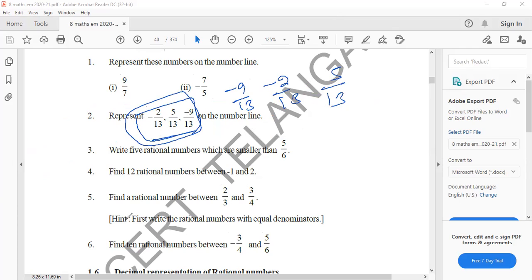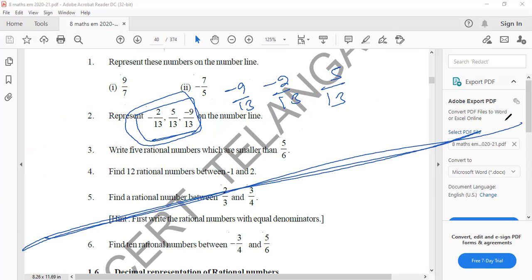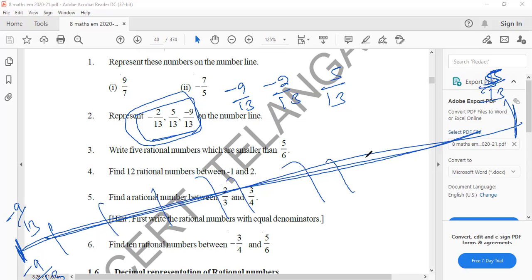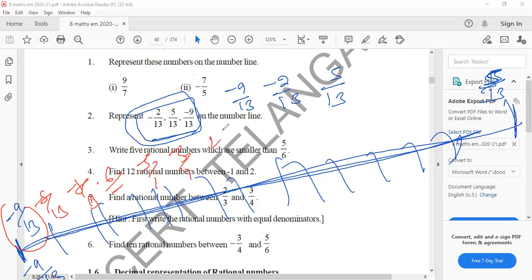After this, you can take 13 equal parts. The starting one is minus 9 by 13. The last one is 5 by 13. You take this in 13 equal parts, like this. In this, what is it? Minus 9, next minus 8 by 13, minus 7 by 13, minus 6, minus 5 by 13, minus 3 by 13, minus 2 by 13.